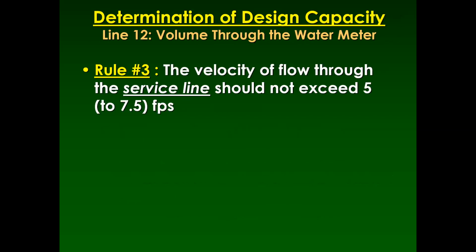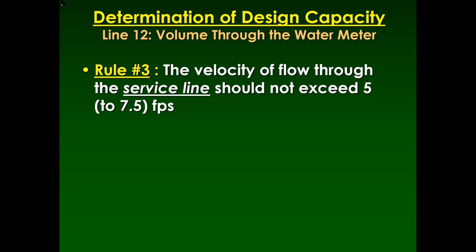Now our third rule and third line: the velocity of the flow through our service line should not exceed 5, and I also have in parentheses 7.5 feet per second. So what material is our service line? Let me ask you guys that. Our material for our service line was type K copper. So I would go to type K copper water tube. In my book, I'm at page 102. It should say type K copper water tube.